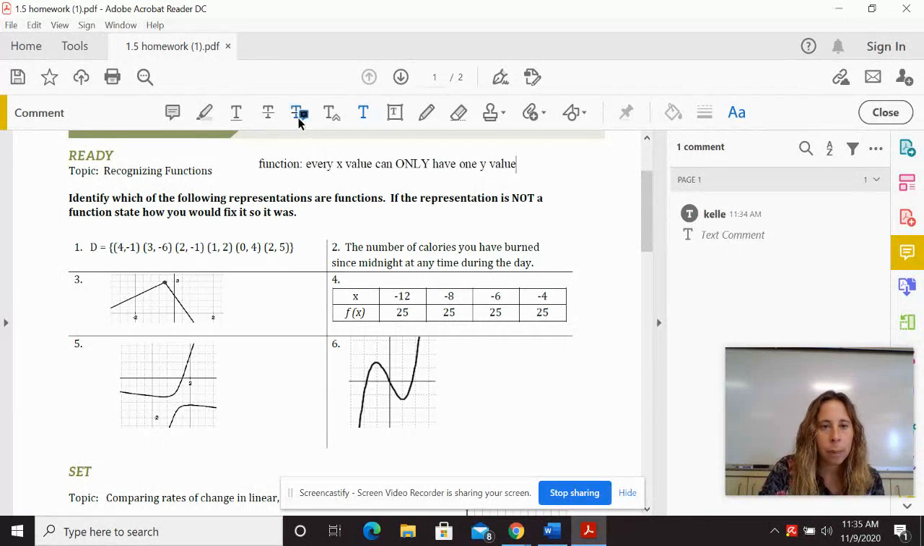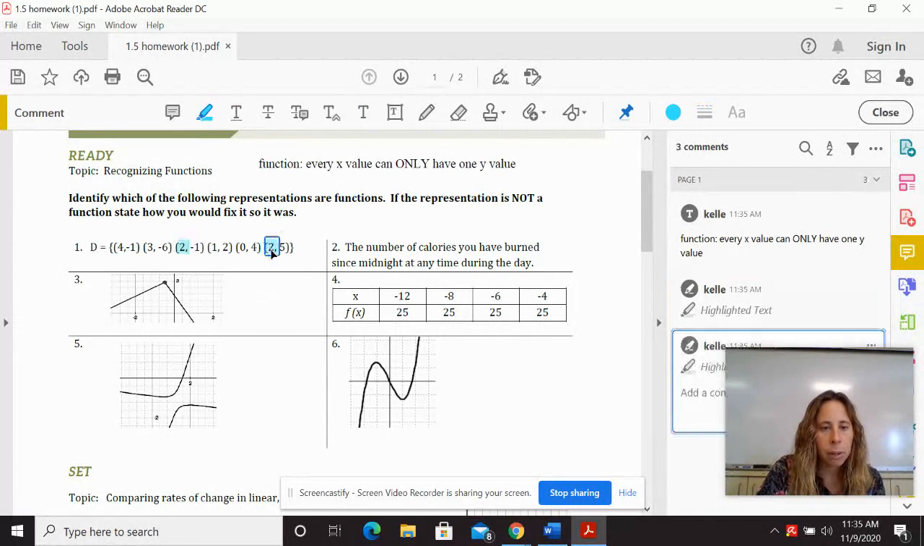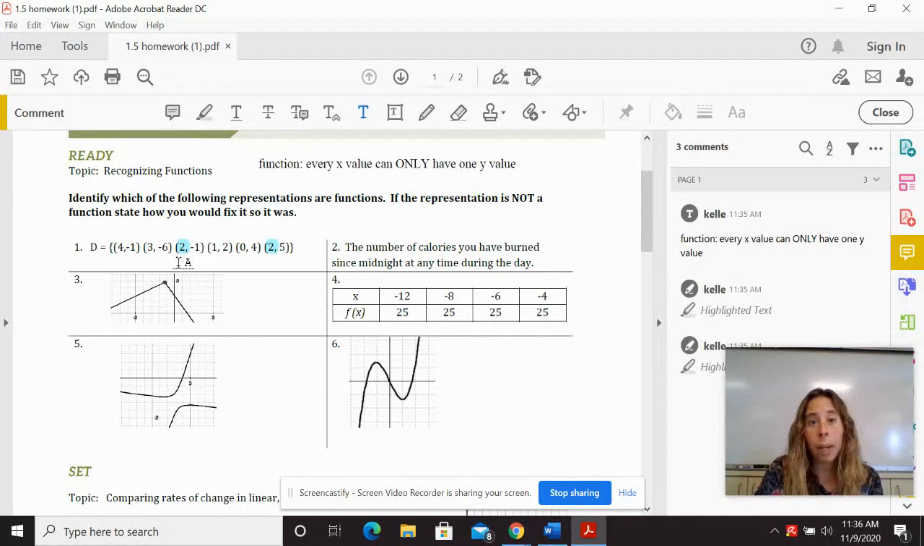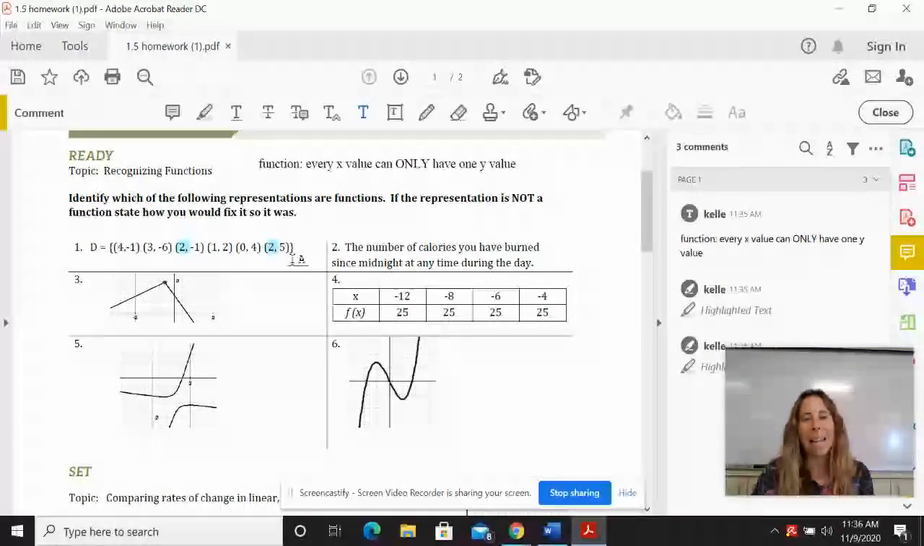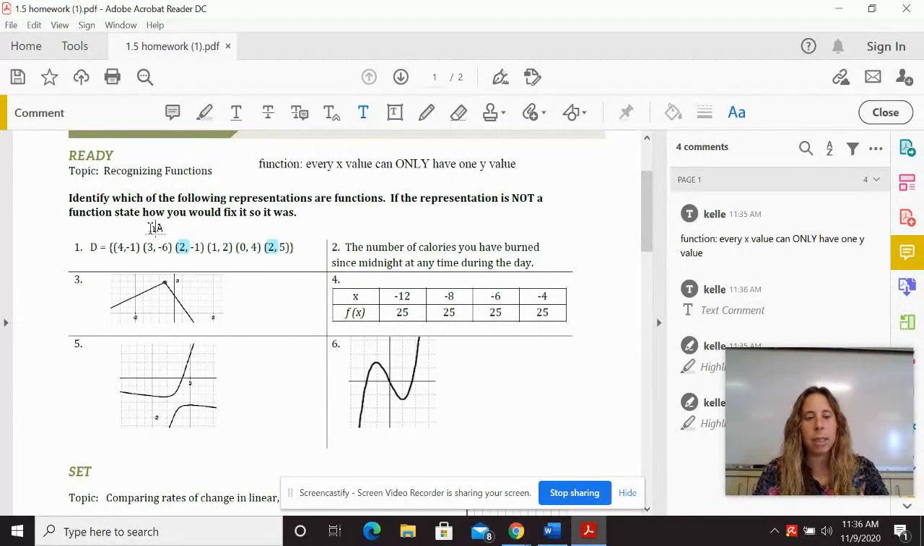Yes. Let me do this. We got x equals 2 and x equals 2. All right, I want to be done highlighting now. There, okay. So when x equals 2, y equals -1. But also when x equals 2, y equals 5. No. No. X equals 2 can only have one y value. It either has to be -1 or 5. It cannot be both. So this is not a function.